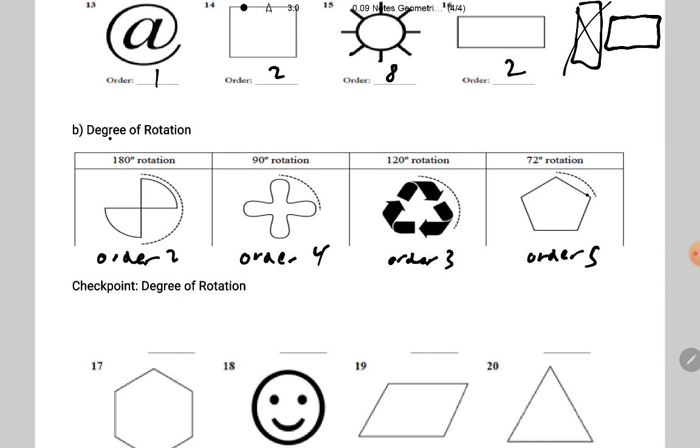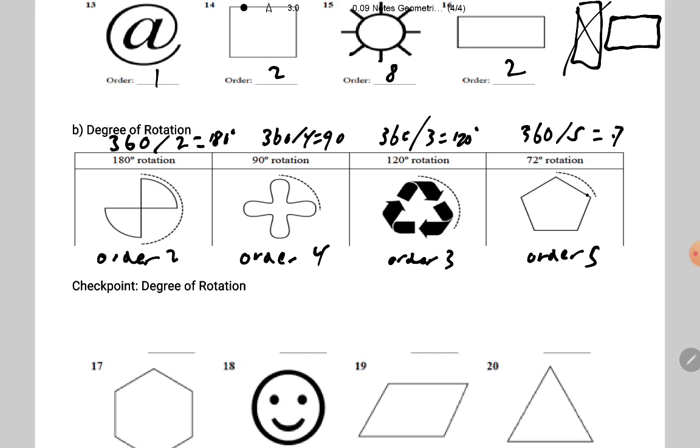To get 180 degrees, I'm going to take my 360 and divide it by my order. So that's 180 degrees. 360 divided by 4 is my 90 degrees. 360 divided by 3 is 120. And this is 360 divided by 5, which is 72. So that's where they got these degrees from, based on the order.